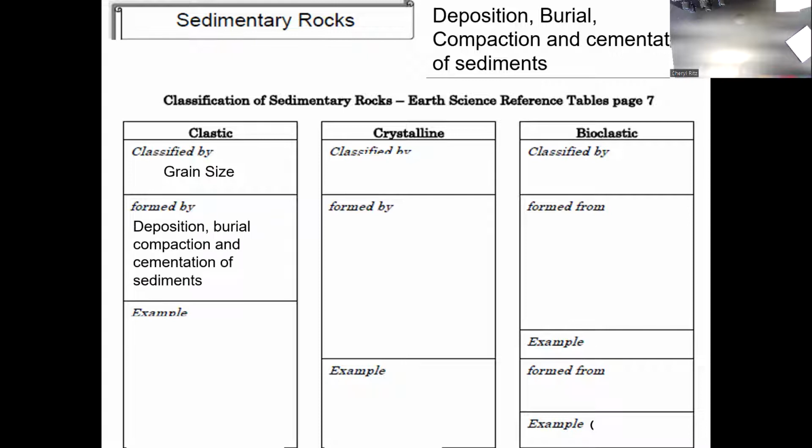These rocks are formed by the deposition, burial, and compaction of sediments. And the examples of these right off the reference table are siltstone, sandstone, conglomerate, breccia, and shale.